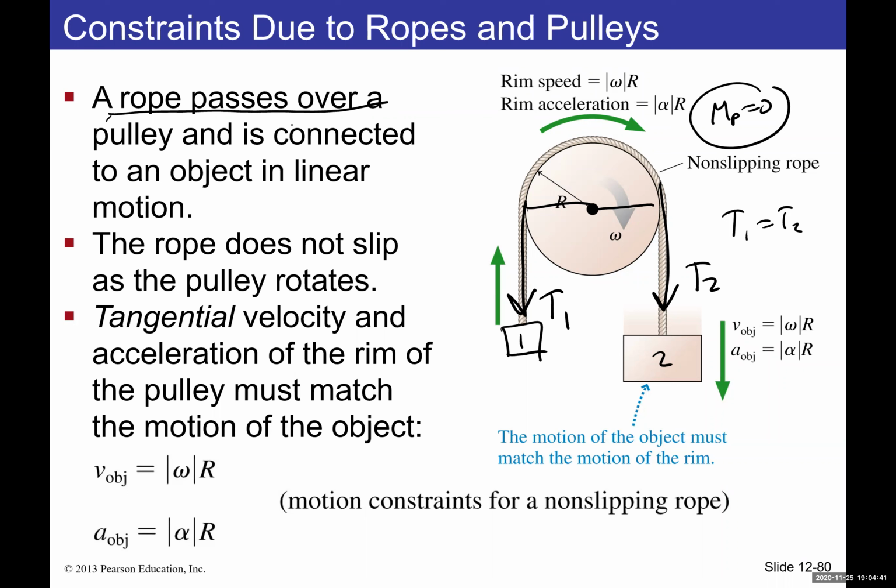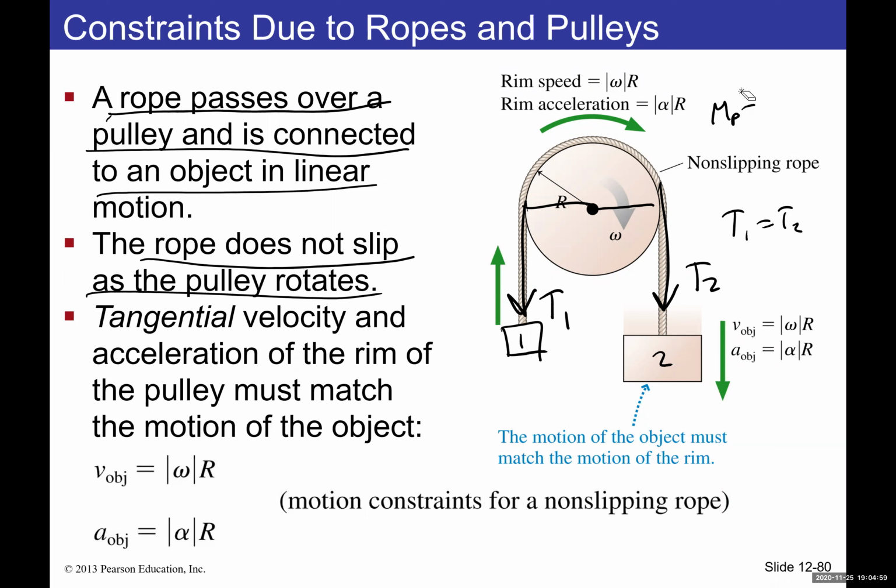So the rope passes over a pulley and is connected to an object in linear motion. Now, the rope does not slip as the pulley rotates. Now the pulley is rotating, which means it's no longer massless, so it has a mass. Well, if it has a mass, it has a moment of inertia. If it has a moment of inertia and starts rotating, that means there is a net torque acting on this moment of inertia, which gives you angular acceleration. So that's why now we have to talk about that.